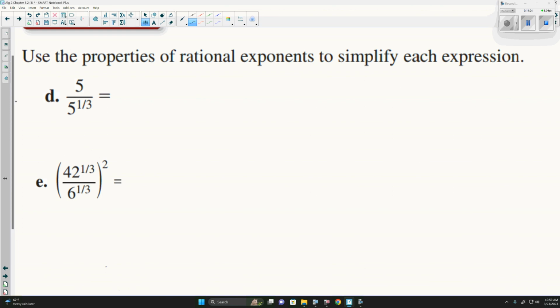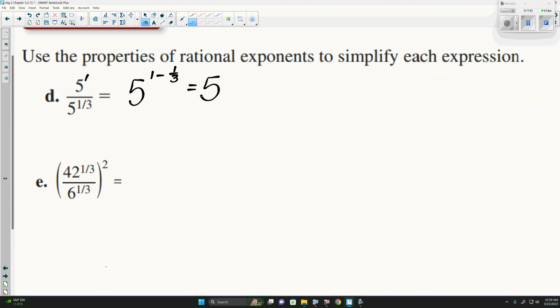Let's look at some more examples of these here. Now the next one we're looking at is 5 over 5 to the 1/3. Because 5 is in the top and bottom of the fraction, the bases are the same, we can subtract the exponents. Now the exponent on top is 1. The exponent on bottom is 1/3.